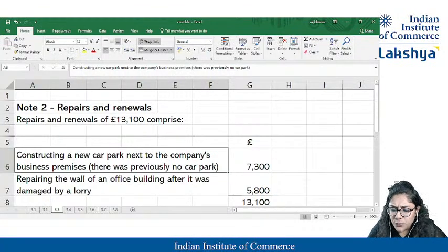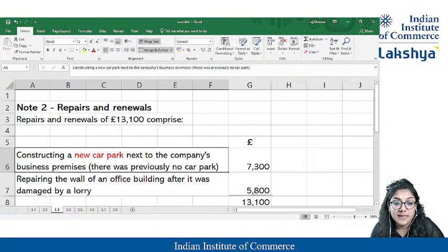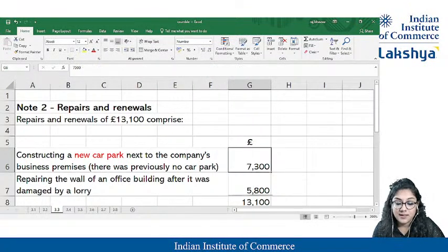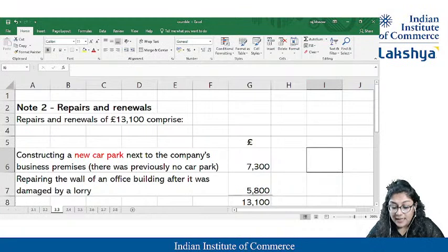Constructing a new parking next to the company's premises. Before it was not there. Is it allowed, students? It is not allowed. Why? Students, it is a new parking, not the old parking. It's like some improvement they are doing. Improvement is not allowed. So it's basically disallowed.